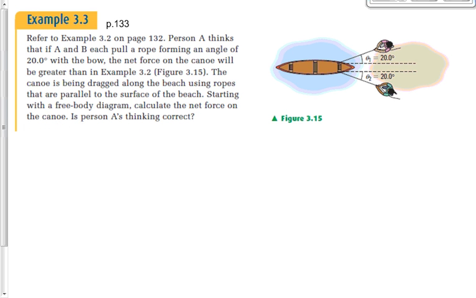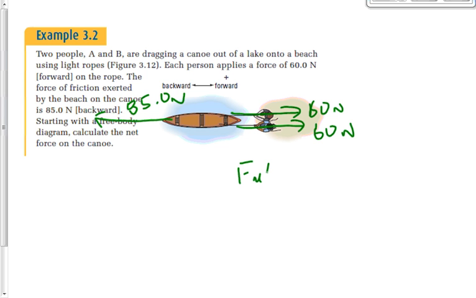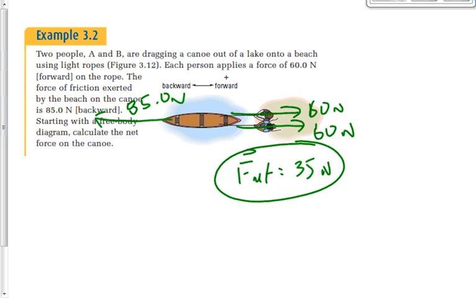Well, here's a question from your book that's a little bit different. It's not quite the same thing. Person A thinks that if A and B each pull a rope forming an angle of 20 degrees, the net force on the canoe will be greater than in example 3.2. Well, what was the net force in example 3.2? We were pulling with a force of 60 newtons this way, 60 newtons this way, and there was a force of friction of 85 newtons backwards. What was the net force there? It's going to be 35 newtons, right?